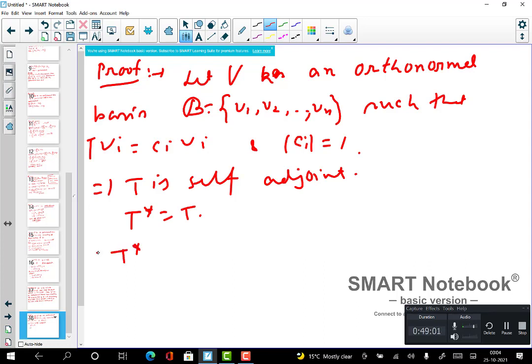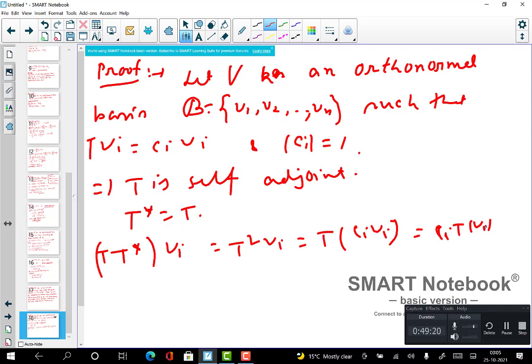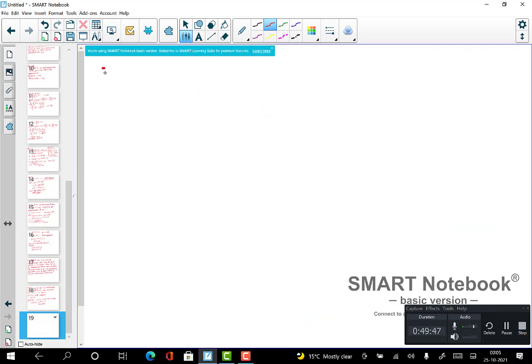In this case, we can show that for any basis vector vi, T star T of vi is T squared of vi, which is T of ci vi, which is ci times T of vi. But this is ci into ci vi, so this is ci squared vi. But mod ci equals 1, so ci squared equals 1, that means this is vi. So this holds for all vi belonging to this basis. So T star T sends every basis vector to itself, so that is identity. This implies T star T equals identity, and similarly you can prove that T T star is also identity, with a similar proof. Thus T is orthogonal. This proves that T is orthogonal.